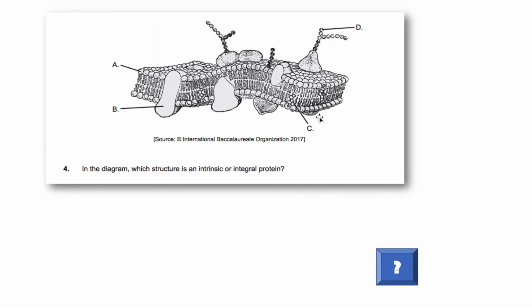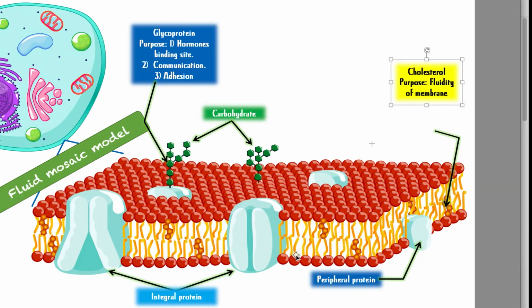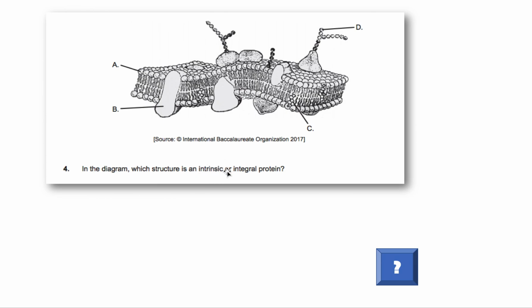So we can see here, this is a membrane, right? And we can see all of the structures, just like we did in my video. We can see the membrane that surrounds the cell. This is a structure with a lot of labels. Now, which of these is the intrinsic or integral protein? It's going to have to be B.